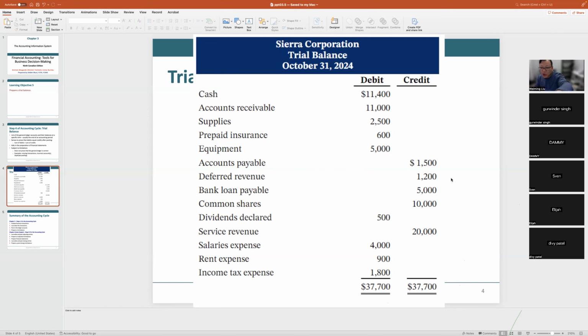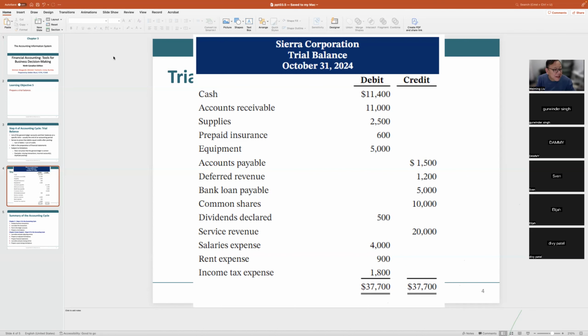The point is the total debit, when you sum them up, is 37,700. The total credit, you sum them up, is also the same number. So then you should be happy. Great, my total debit equals my total credit. If these 2 numbers don't agree, then it's very sad. Something is wrong.